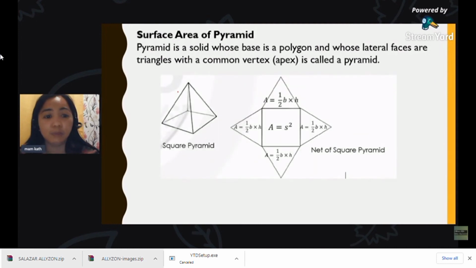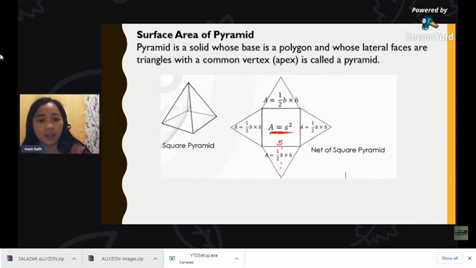Now, this is an example of a square pyramid. Bakit sinabing square pyramid? Because its base is a square. That is why it is called a square pyramid. So, kung visualize mo yung itsura ng net ng square pyramid, meron tayong isang square dito, yung pinaka-base niya, at apat na magkakaparehas na triangle. So, meaning, kapag kukunin mo yung surface area nito, i-add mo tong apat at i-add mo tong area ng square. So, let's say for an example, ang kanyang side ng square ay 5 at ang height niya ay 4.